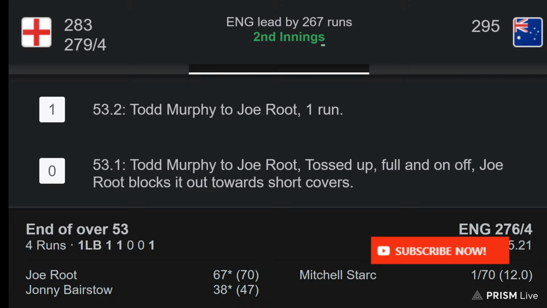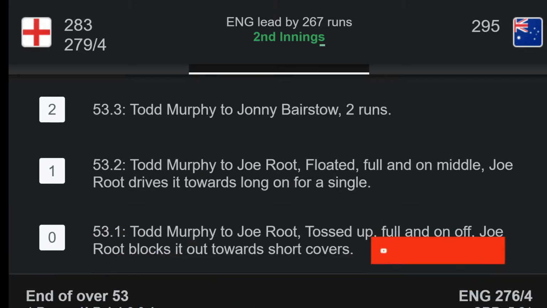So Todd Murphy to Joe Root, 1 run. Todd Murphy to Joe Root, tossed up, full and off. Joe Root blocks it out towards short cover.